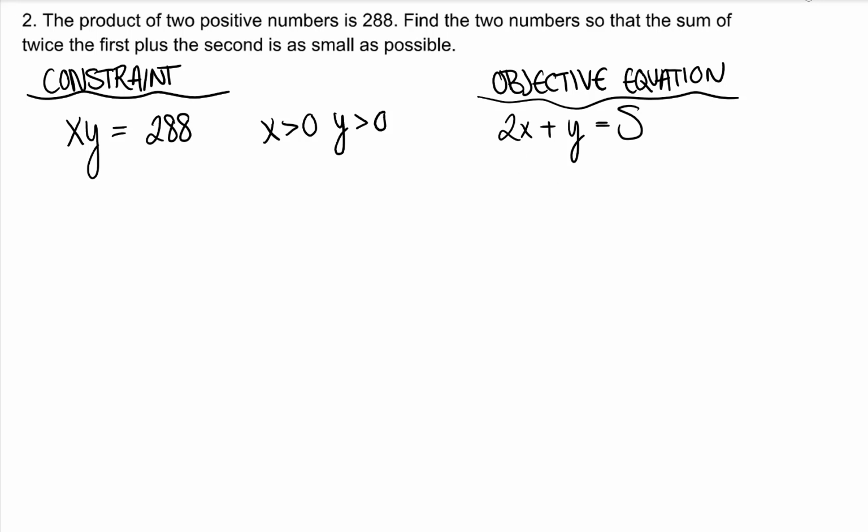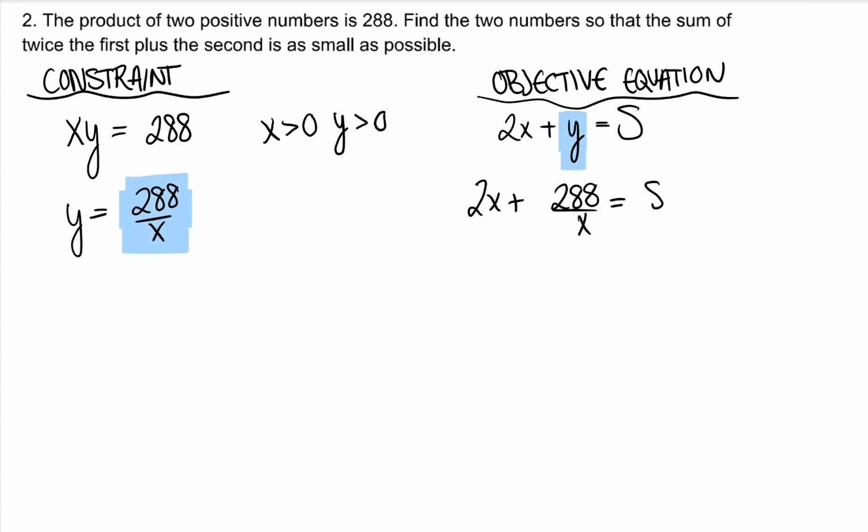I'm going to solve for y. y is equal to 288 divided by x. Plug that into the objective equation. Another way you could write this is 288 times x to the negative 1. Let's derive s, the sum with respect to x.